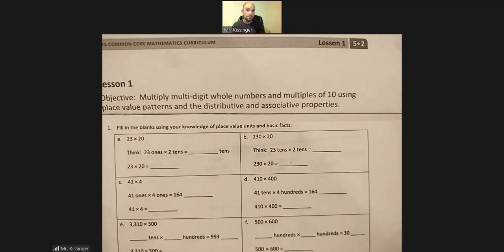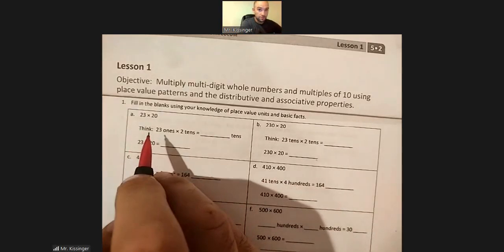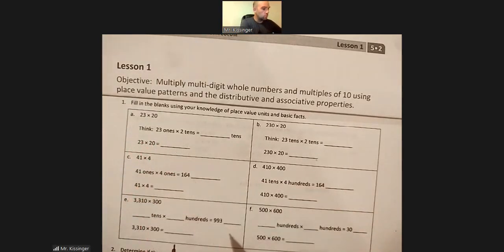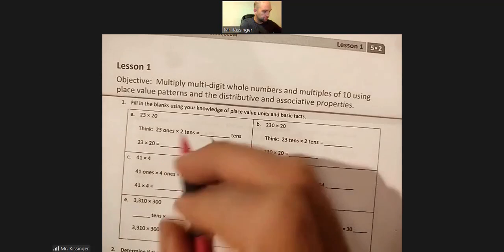In today's lesson, we're going to learn to multiply multi-digit whole numbers and multiples of 10 using place value patterns and the distributive and associative properties. It says fill in the blanks using your knowledge of place value, units, and basic facts. So we take 23 times 20. Think 23 ones times 2 tens equals how many tens?